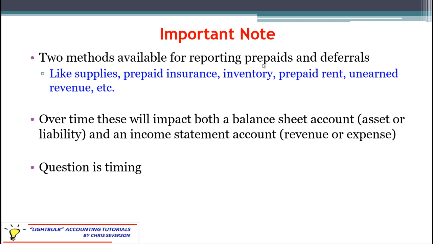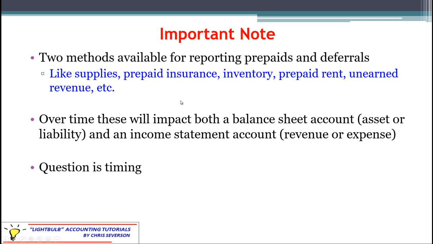So for example, like the supplies, the prepaid insurance, inventory, these are things you pay for in advance. So a cash transaction happens now. It's just considered a regular transaction. The adjusting entry will happen later, but the question is the timing and how you report it first, and then how you can report it when you do the adjusting entry.